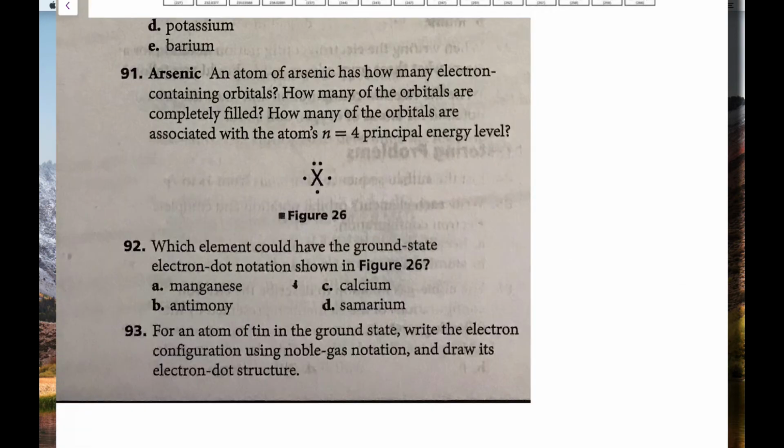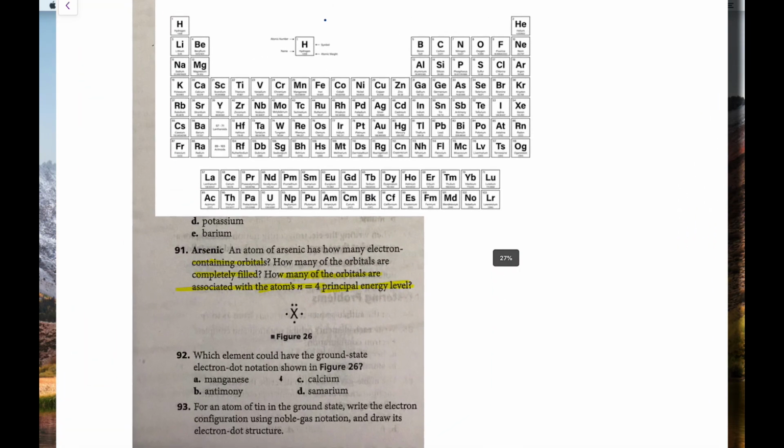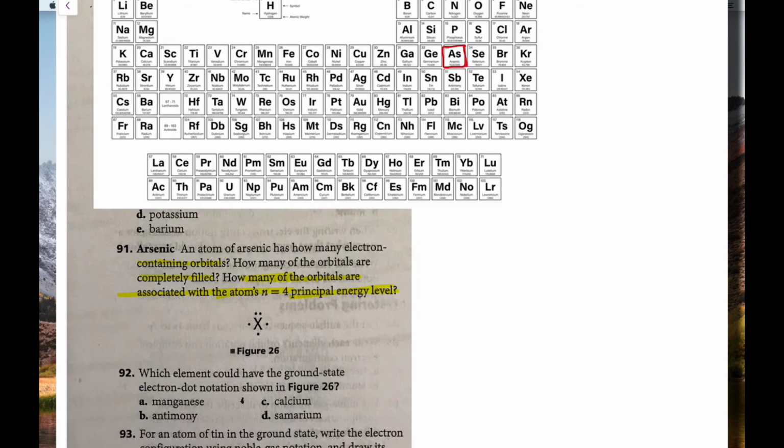We'll do 91. So an atom of arsenic has how many electron containing orbitals? Okay, so how many orbitals? How many orbitals are completely filled? How many orbitals are associated with N4 principal energy level? And we're looking at arsenic, right? So the first thing we have to do is find arsenic. So let's go ahead and fill out its electron configuration so we can see what it looks like.